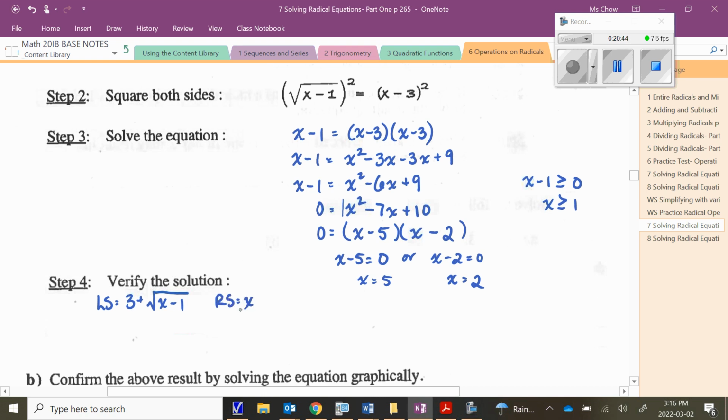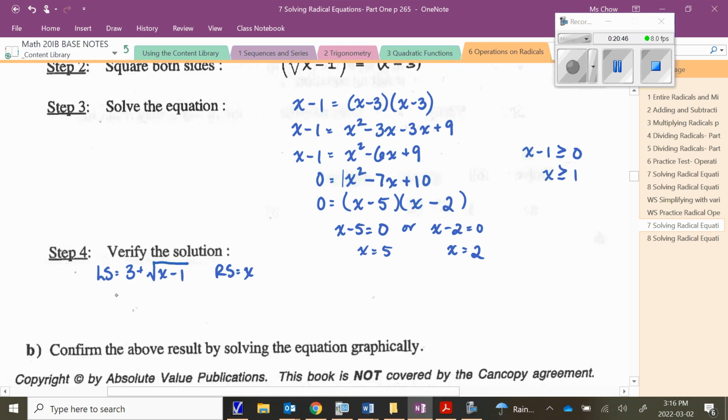So let's try that for 5 first. So we've got 3 plus root of 5 minus 1, or 3 plus the square root of 4. Square root of 4 is 2, so 3 plus 2 is 5. The right side is x, and that is 5, so left side equals right side. So this was for x equals 5.